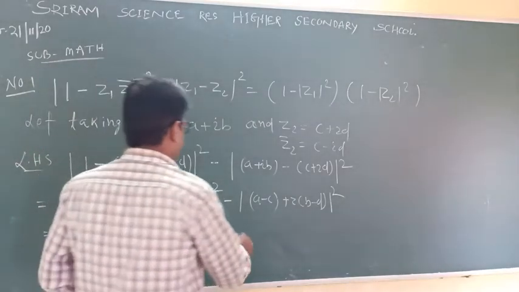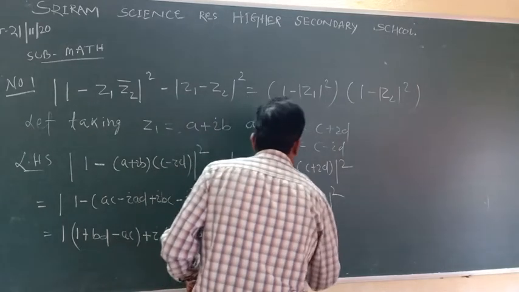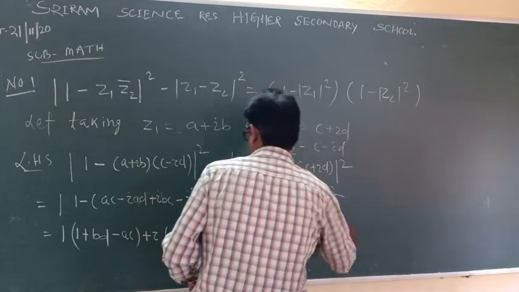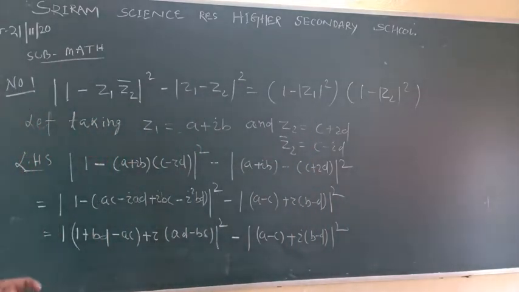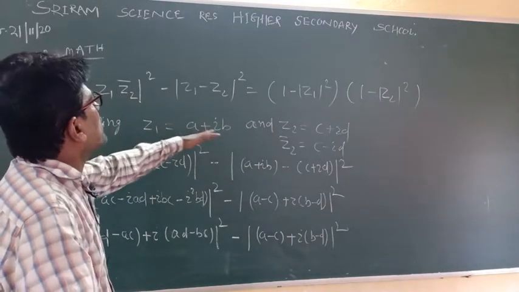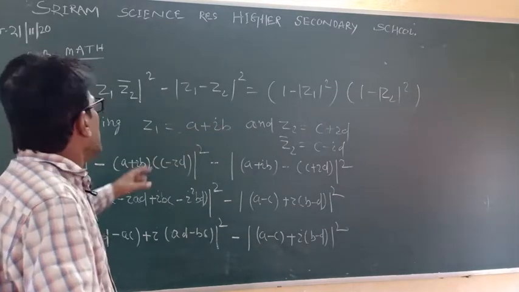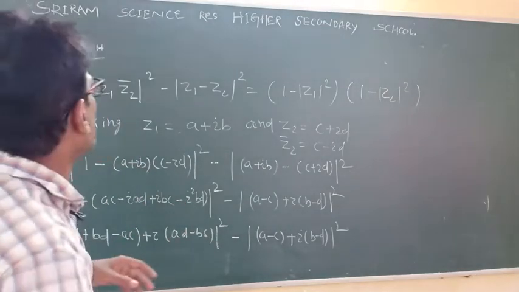Here minus of A minus of C plus of I times B minus of D, modulus of square. Do you know the value of modulus? Modulus of A plus IB, what is the value of modulus of Z1? Square root of A square plus B square. So real part squared plus imaginary part squared, root over. Since there is modulus of square, the root over cancels. You cannot use root overs.